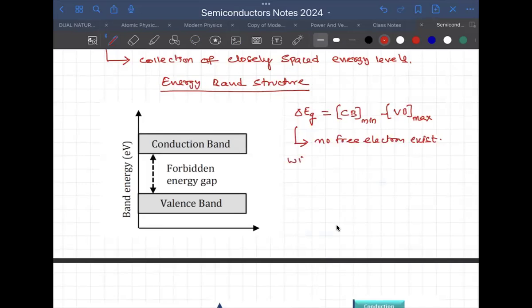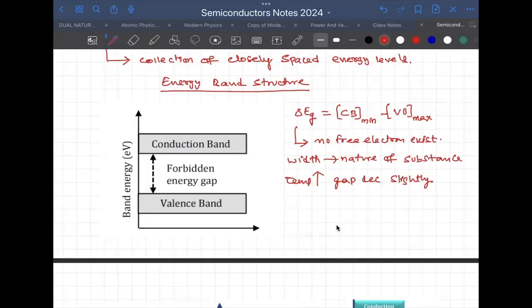See, the width depends on the nature of substance. If you are speaking about a larger width, valency electrons are strongly attached to the nucleus, like in your insulators. Of course, with the increase in temperature, the gap decreases slightly. What I am taking right now is a general picture.